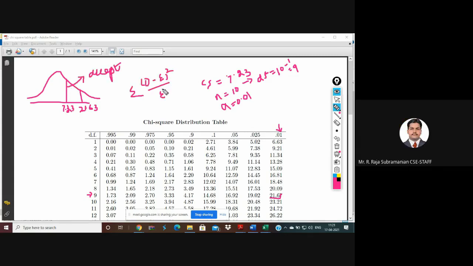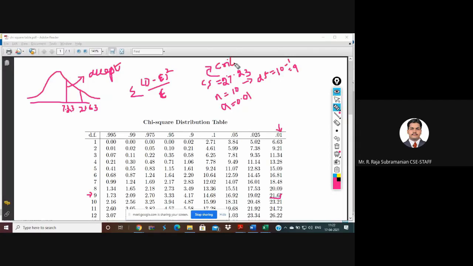Now I'll add one more point here. This is O minus E, the chi-square distribution formula. If this value is not 7.23 but around 27.23, what will you do? You say accept or reject, only like that. If it is 27.23 and the table value is 21.67, it is rejected, and at that point this particular value is called the critical value.